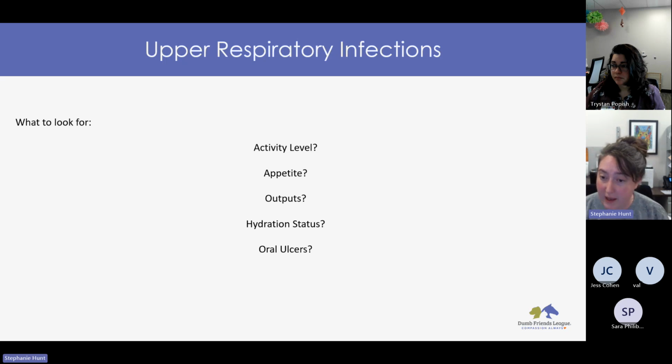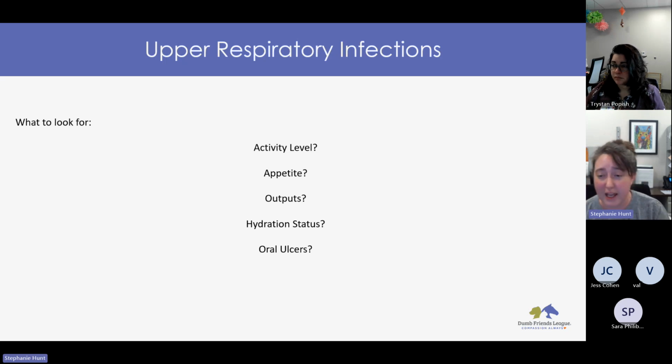Another thing that we're looking at as technicians and as foster staff, but also something to be aware of as a foster parent, is if they have oral ulcers. So the calicivirus can cause upper respiratory symptoms. It can cause an upper respiratory infection. And when calicivirus is the cause of that upper respiratory infection, we can also see oral ulcers on the tongue of cats and kittens, not dogs, so specifically cats and kittens.